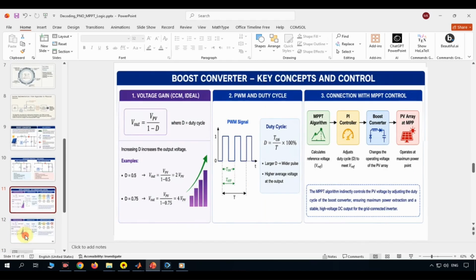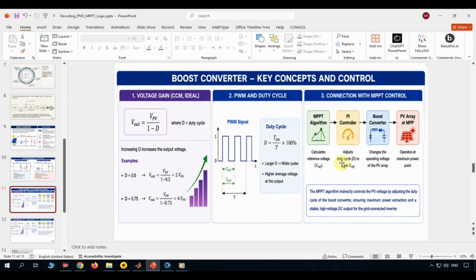Next, let's talk about voltage gain. Under ideal continuous conduction mode, the output voltage equals the PV voltage divided by the quantity 1 minus D, where D is the duty cycle. This equation clearly shows that increasing the duty cycle increases the output voltage. For example, if the duty cycle is 0.5, the output voltage becomes 2 times the PV voltage. And if the duty cycle is 0.75, the output voltage becomes 4 times the PV voltage. This illustrates why controlling the duty cycle is so powerful.